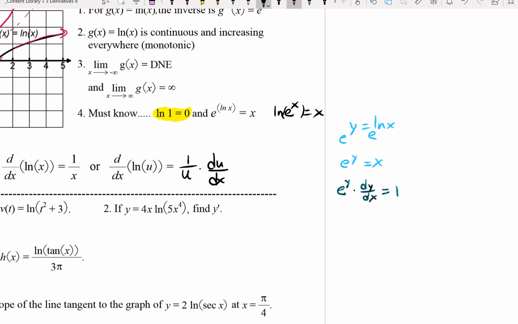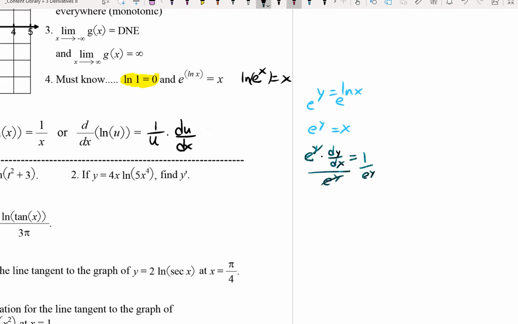Now I'm going to solve for dy/dx by dividing both sides by e to the y. When I do that, cross out those e to the y's. The result is dy/dx is 1 over e to the y. But as we've already established up top here, e to the y is in fact equal to x. Therefore, the derivative is 1 over x.